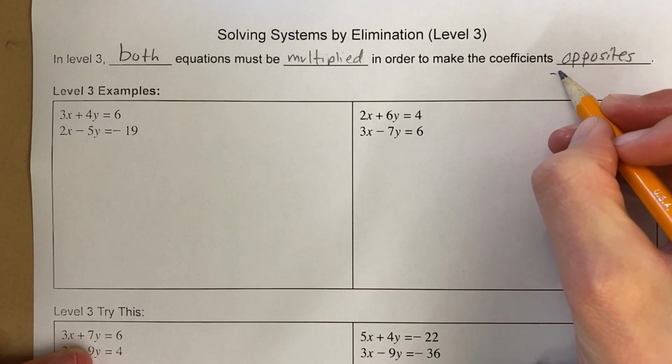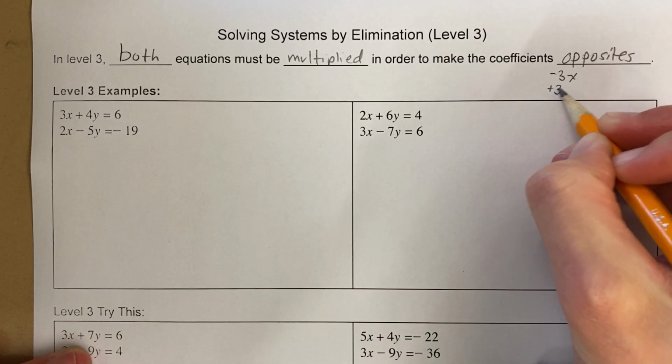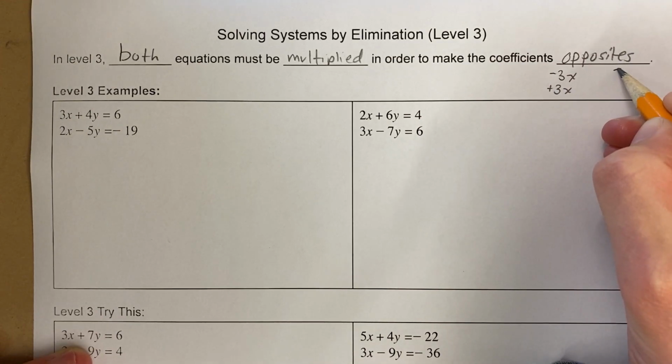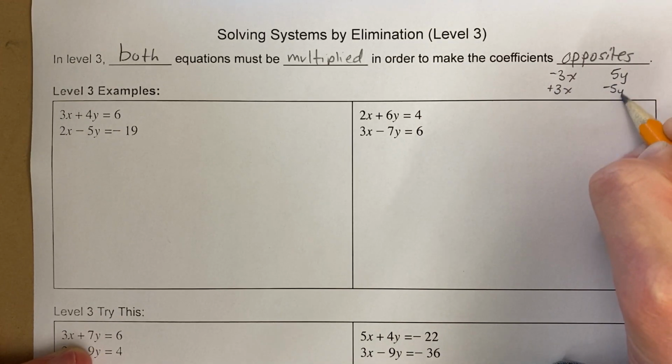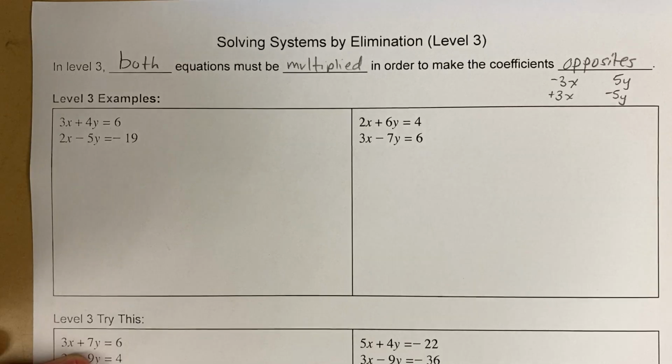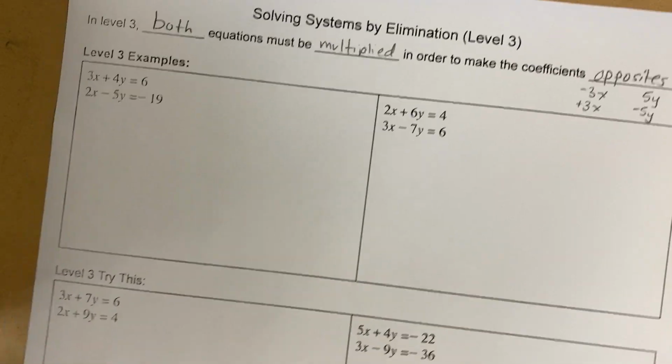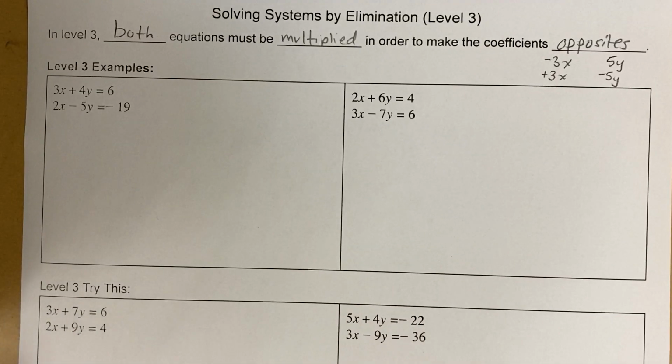Like I have to have a negative 3x sitting on top of a positive 3x, or I have to have a positive 5y sitting on top of a negative 5y. That has to happen in order for one of the variables to eliminate. And the only way that I can solve the equation is for one of the variables to eliminate.